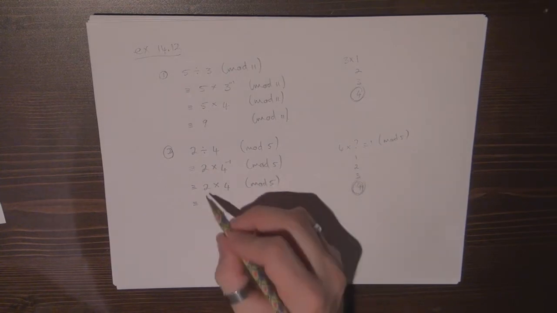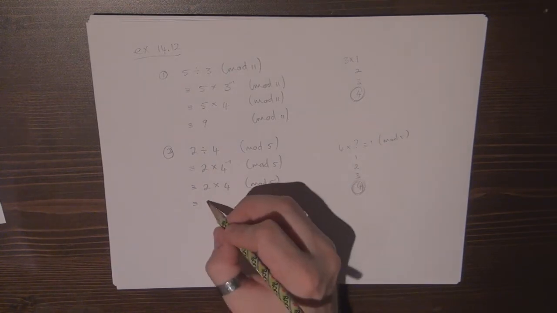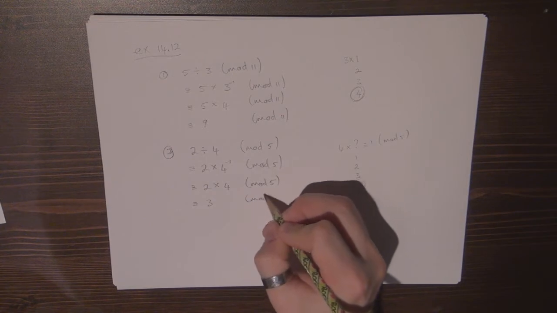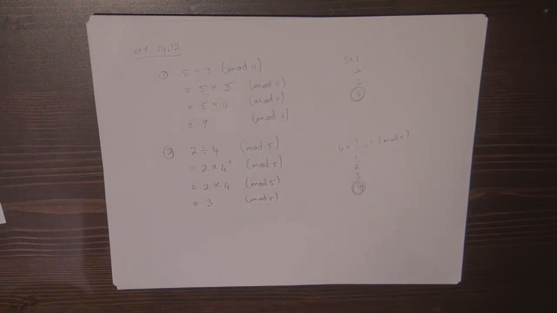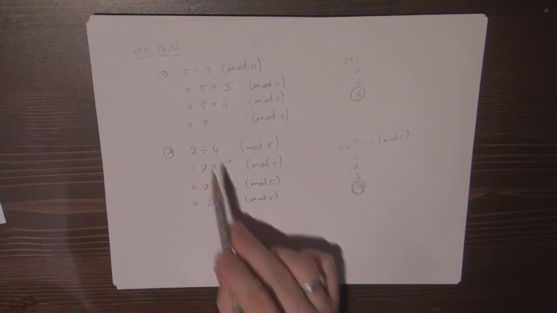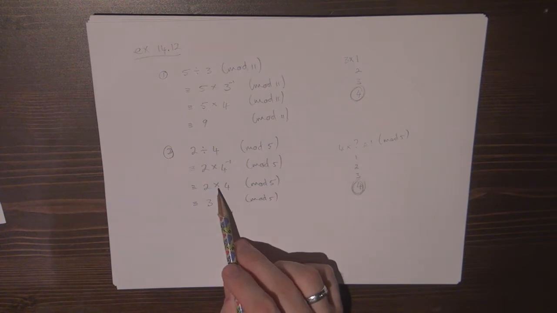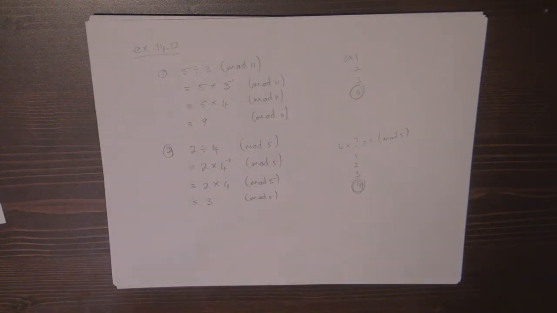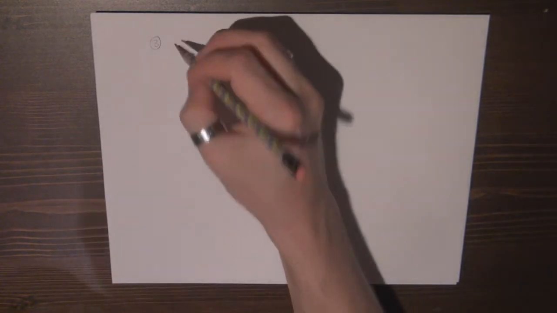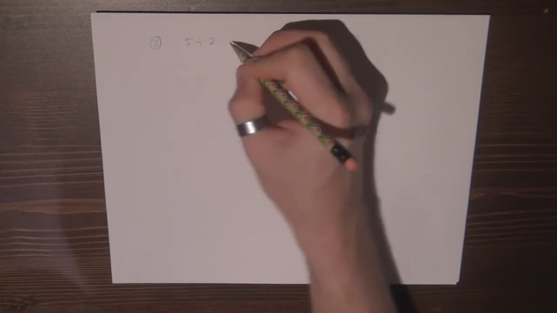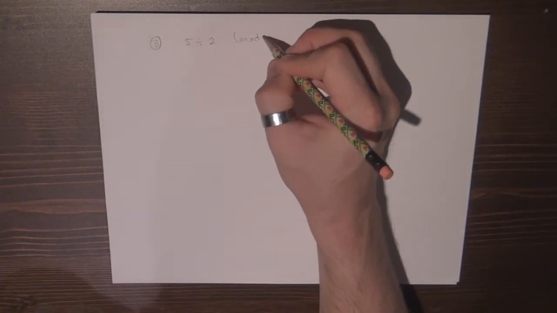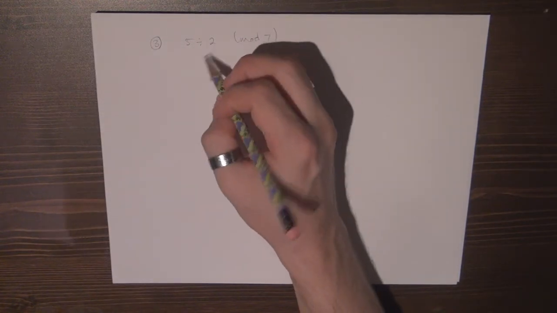And then I might as well finish it. 2 times 4 is 8. 8 mod 5 is 3. So we're writing the division into an equivalent multiplication. Let's do the last one. Number 3, where we have 5 divided by 2, and I'm working mod 7.